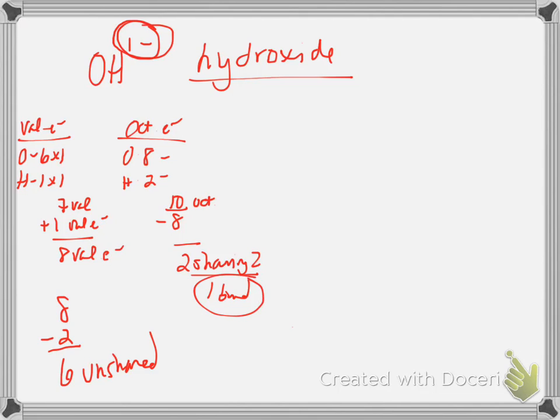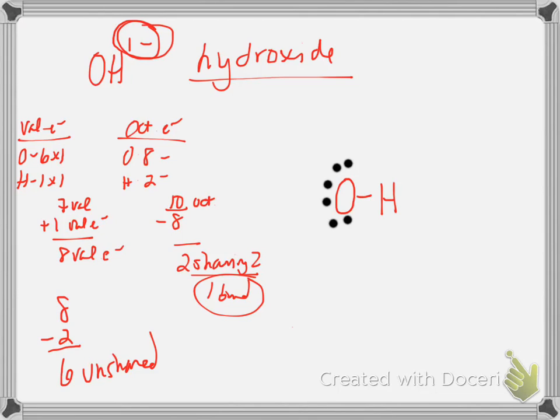Now, let's go ahead and hook these things together. So we know we only have 1 bond, and there's really only one way to bond these two things, right down the middle. But how many unshared pairs do we have? 6. Well, we have 6 unshared electrons, 3 unshared pairs. Hydrogen can't take any unshared electrons, so oxygen is going to have all of them.